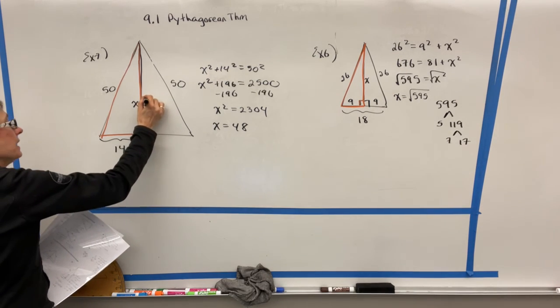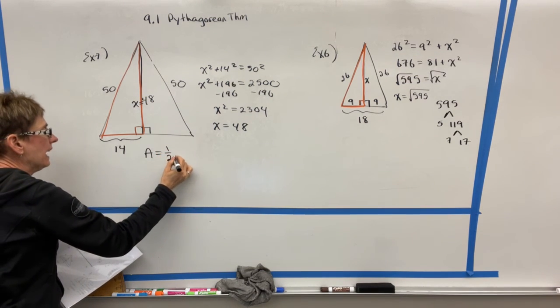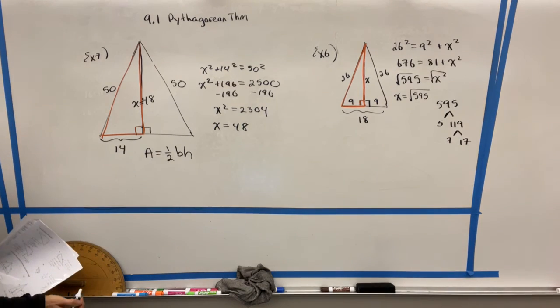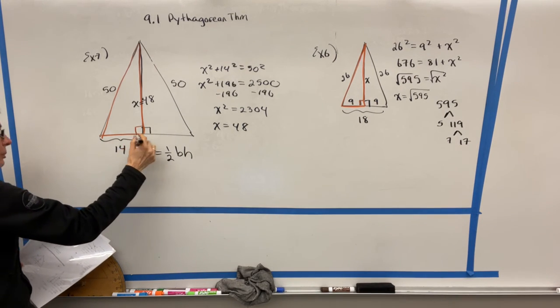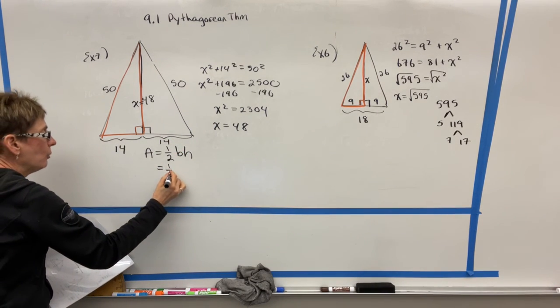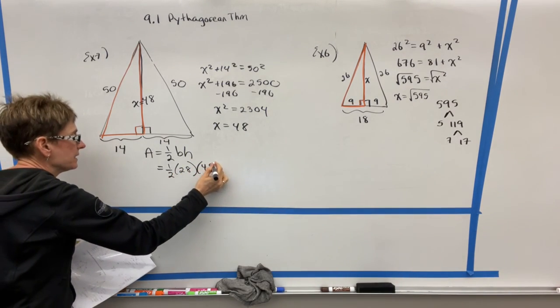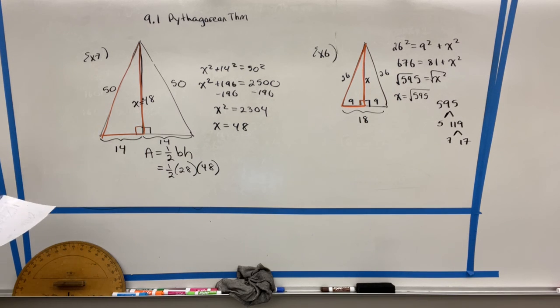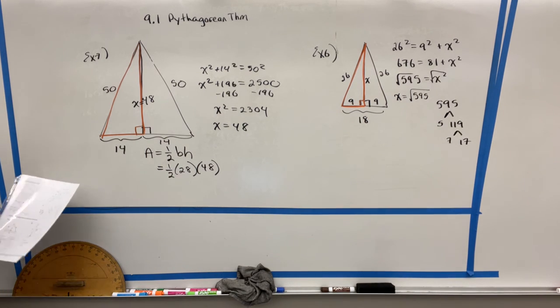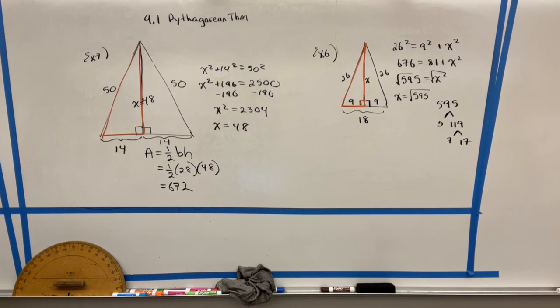So now that I know the height here is 48, I have to remember that area is 1/2 the base times the height of the whole triangle. So if this portion of the base is 14, this portion is going to be 14. The whole base will be 14 plus 14, or 28. And then the height, as we just said, is 48. Half of 28 is 14. 14 times 48 is 672. So the area of this triangle will be 672 units squared, whether that's feet squared, yards squared or whatever.